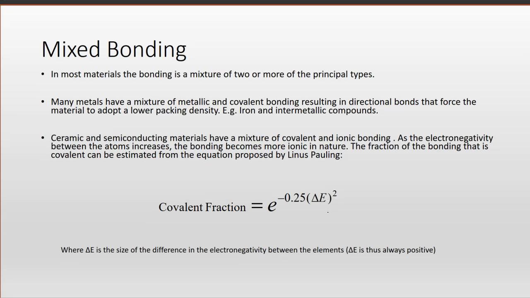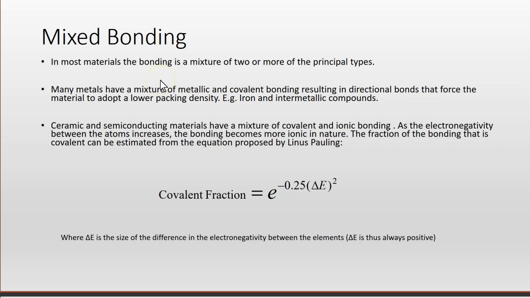Although we have categorized those four types of bonding, in many materials the bonding is a mixture of two or more of those principal types. For instance, many metals have a mixture of metallic and covalent bonding, which can give rise to directional bonds that force the material to adopt a lower packing density, such as with iron.